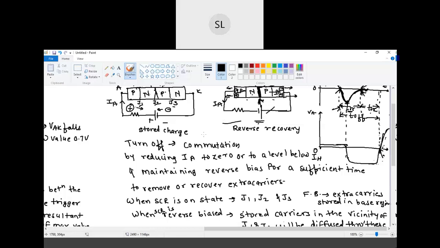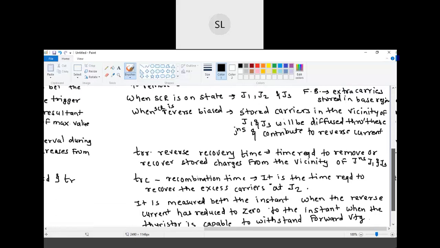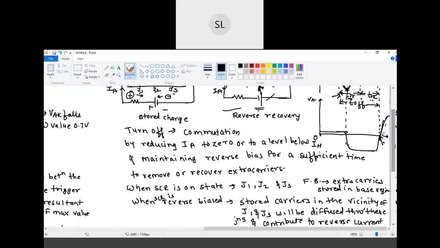Okay. So once all these carriers have been recovered, we can say that the thyristor has been turned off and now it can be turned on again. So this turn-off time consists of two time periods. One is called the reverse recovery time, and the other one is the recombination time. The reverse recovery time is the time period required to recover the charges in the vicinity of junctions J1 and J3, whereas the recombination time is required to recover the charges from junction J2. Have you understood this?